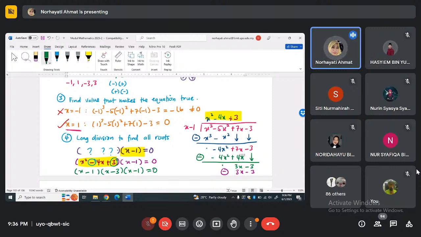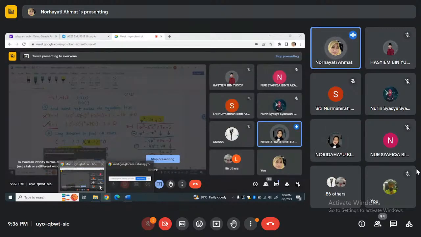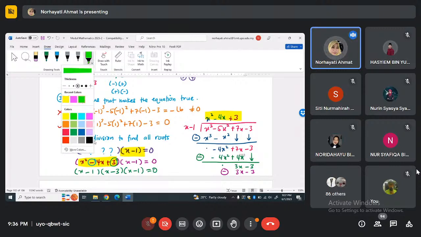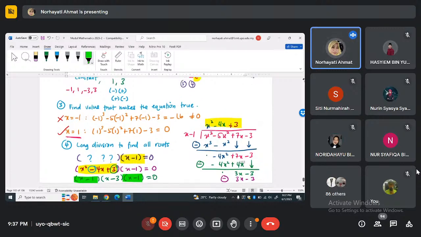Okay, so now can you get the roots for this polynomial? What are the roots for this polynomial? X equal to 1 and 3. Okay, good. So we have only two roots for this polynomial, which are 1 and 3. This one is the same, so we only take one of them. Alright, so the solution or the roots for these polynomials are 1 and 3.